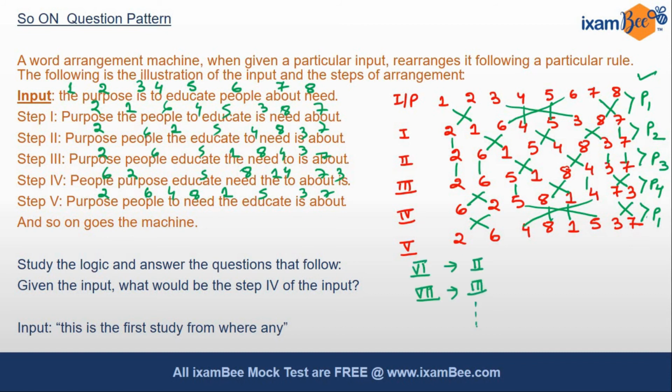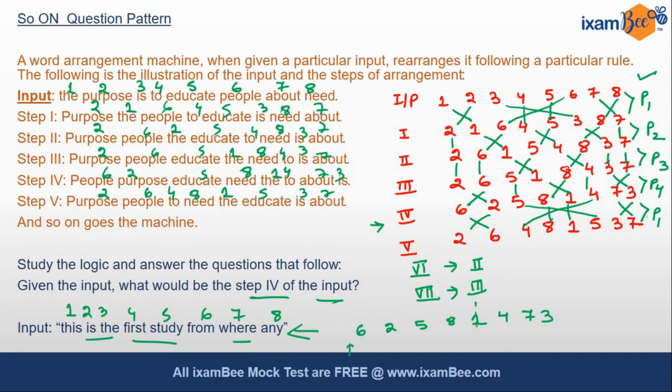So it says, what would be the step 4 of the input? This one. So the shortcut method here is try to number this input and try to find out what is happening in the 4th step. So we'll quickly number the input. Friends, I have numbered the input. If we see our 4th step, the series which is being followed is 6, 2, 5, 8, 1, 4, 7, 3. So this is the way how we have to arrange this input.